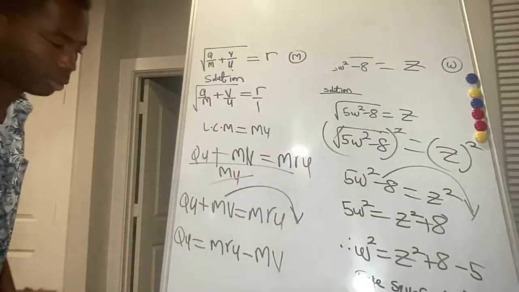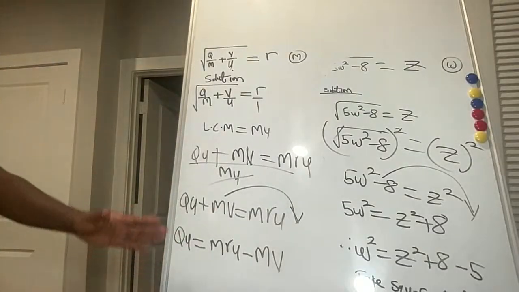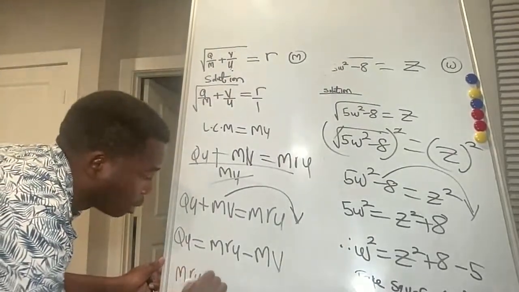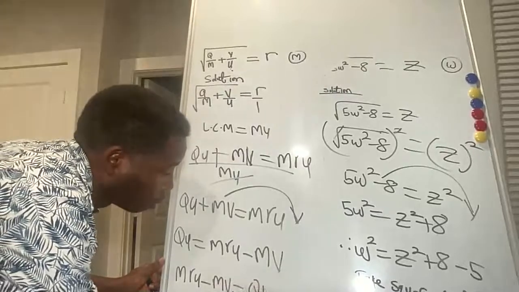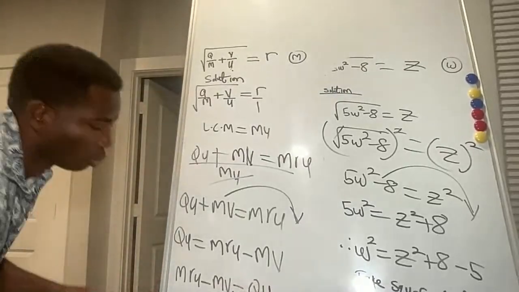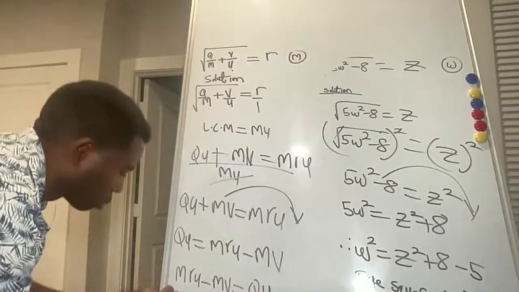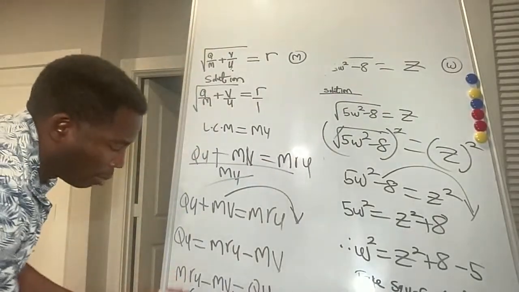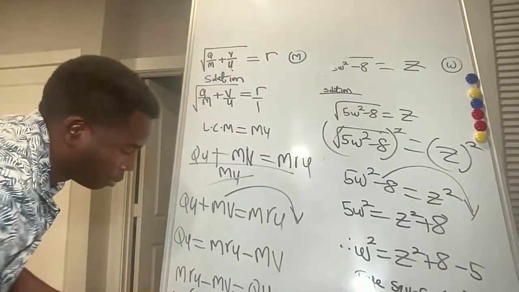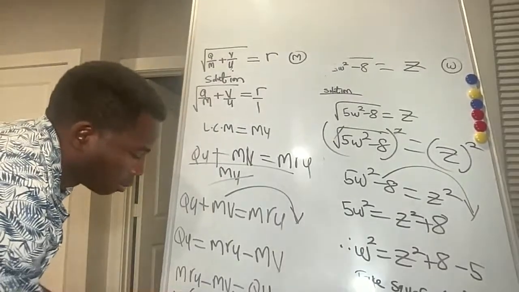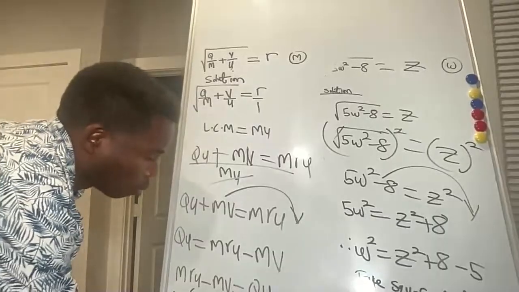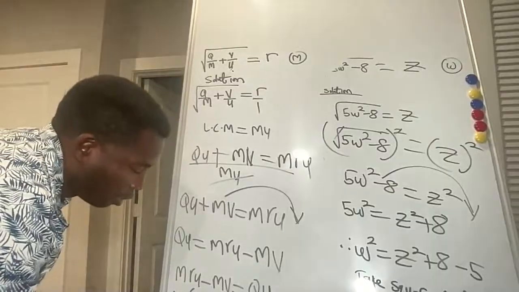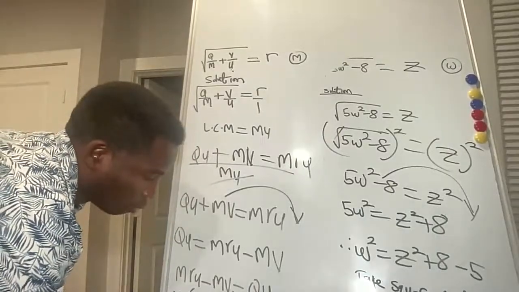Then reverse the equation so that those that have M will go to your left hand side. M r U minus MV is equal to what? Q r is equal to QV. So common factor M, you are making M, right? M r U minus MV is equal to what? QU. M is equal to what? QV over what? r U minus V.